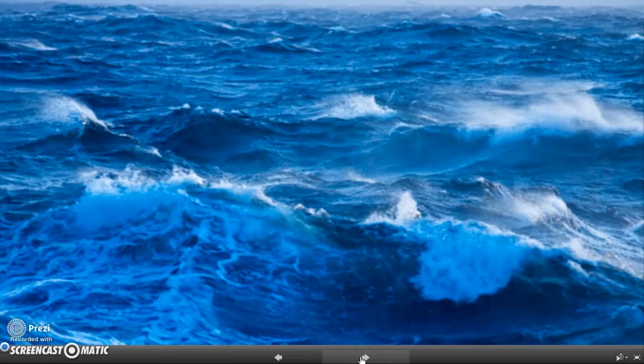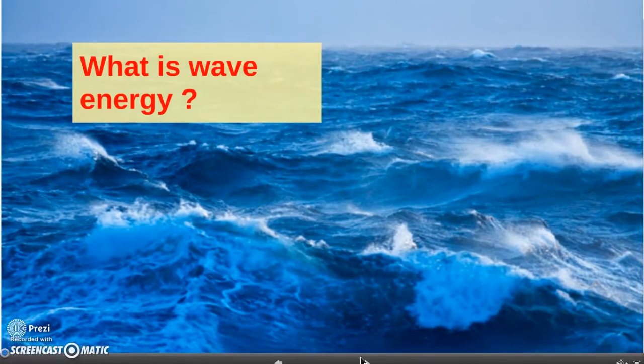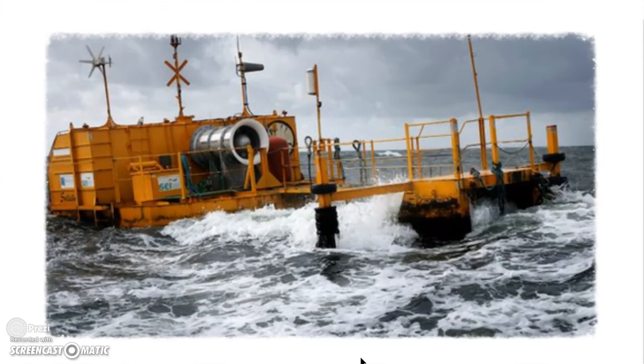Firstly, what causes wave energy? The winds create waves on the surface of the ocean by transferring some of their energy to the water through friction between the air molecules and the water molecules. This energy is harnessed by what is known as a wave energy converter, or WEC.